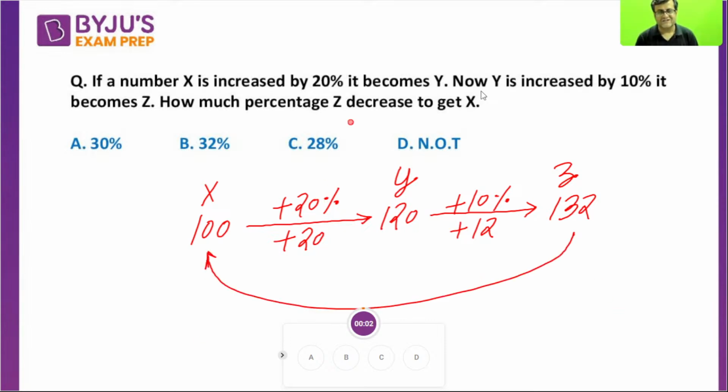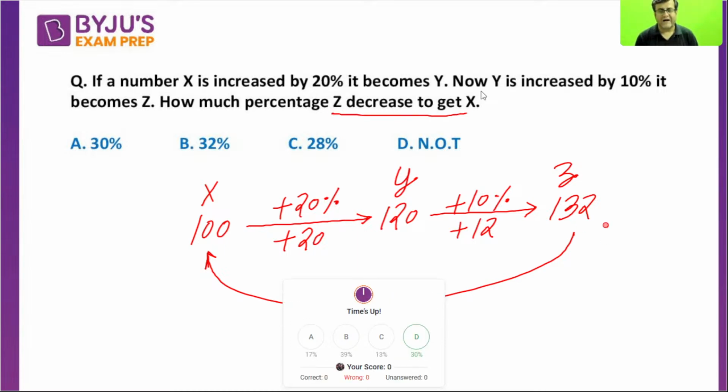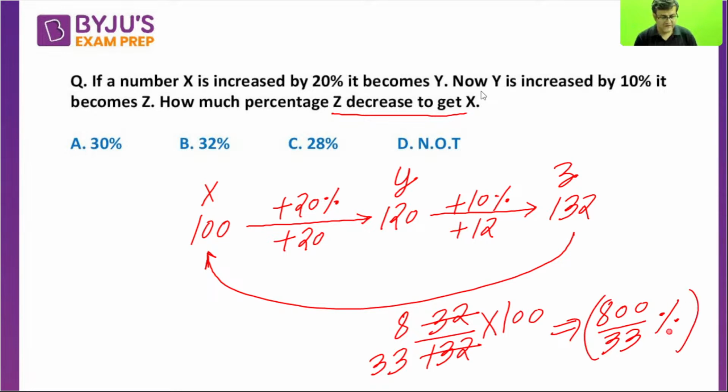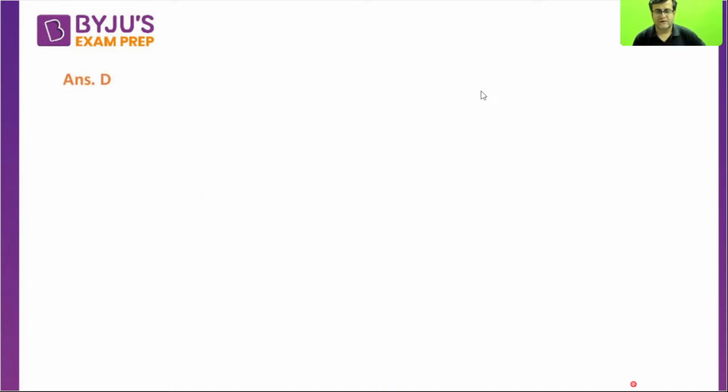They're asking how much percentage z should decrease to get x. So z will decrease by 32. I will have to decrease 32 on 132, which is z, into 100. So finally I got 800 by 33%. So this is none of these. Everybody can note down the same. Point clear now. Let's move to the next example.